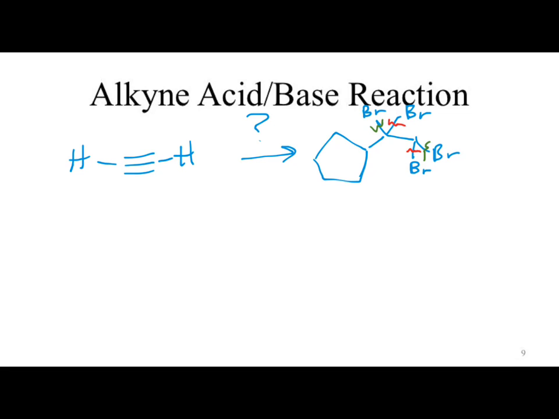Which would mean I broke another pi bond. What kind of a structure has 2 pi bonds between 2 carbons? An alkyne. What are we starting with? An alkyne. Okay? But are we missing something else?